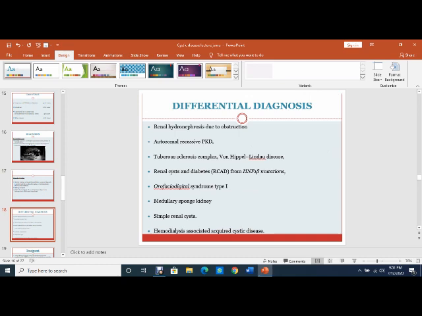So the differential diagnosis of polycystic kidneys. One is renal hydronephrosis, bilateral or unilateral hydronephrosis, in which the kidney also becomes enlarged with dilation of the pelvic system. Others are autosomal recessive PKD, tuberous sclerosis, von Hippel-Lindau disease, renal cyst and diabetes, orofacial digital syndrome type 1, medullary sponge kidney, simple renal cyst, and hemodialysis associated acquired cystic disease.